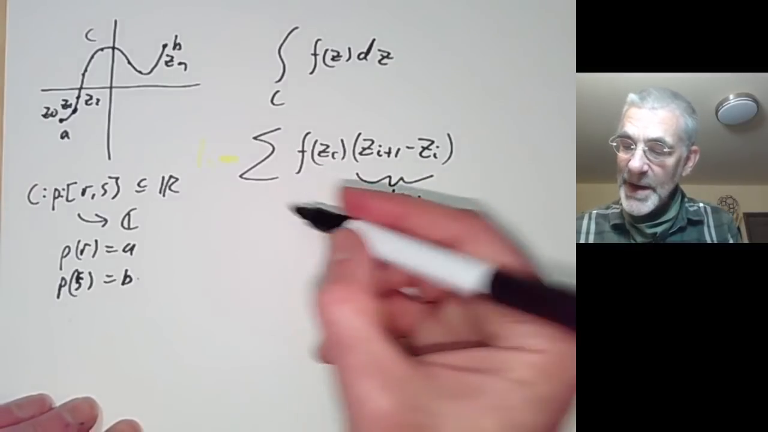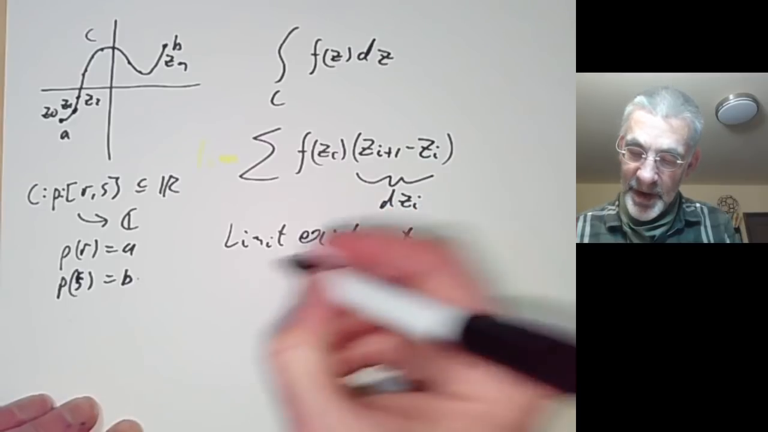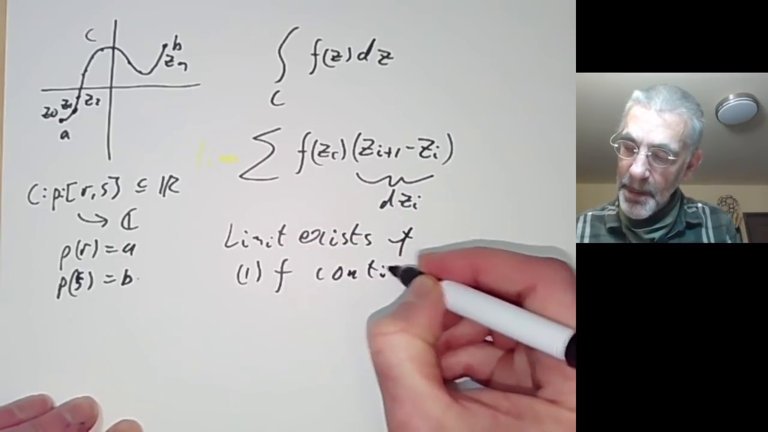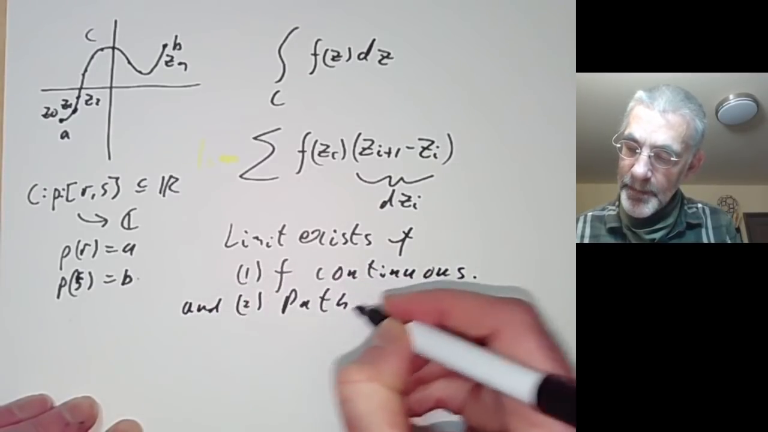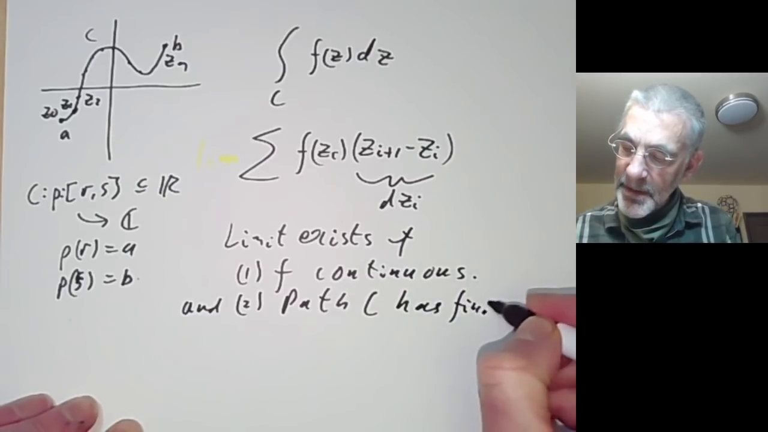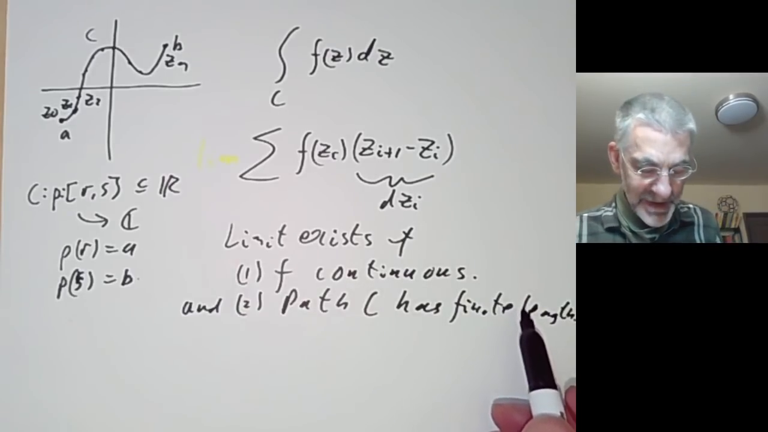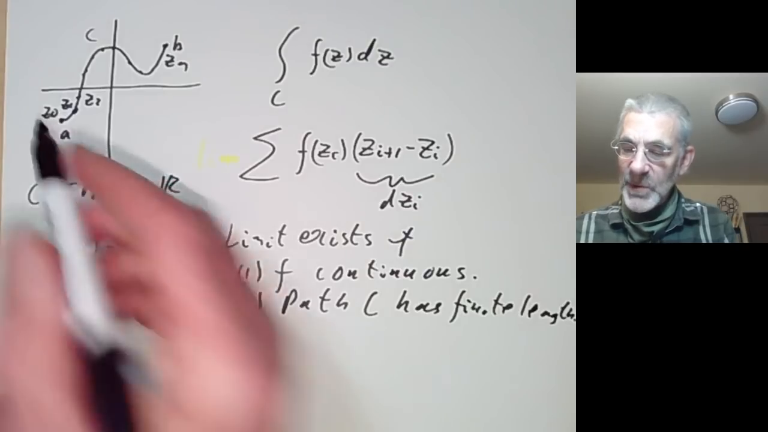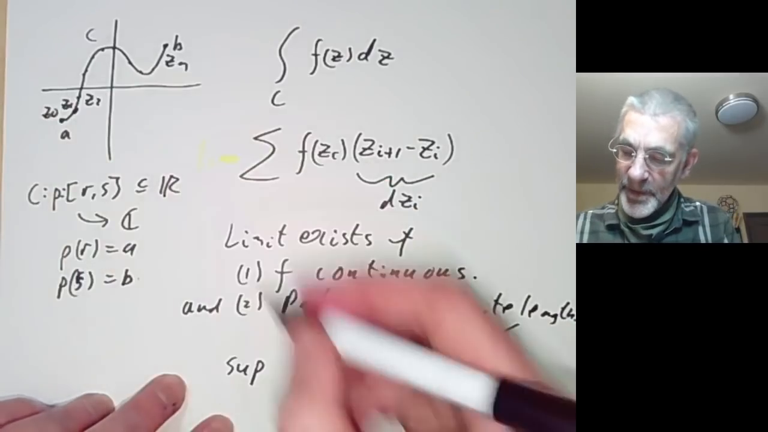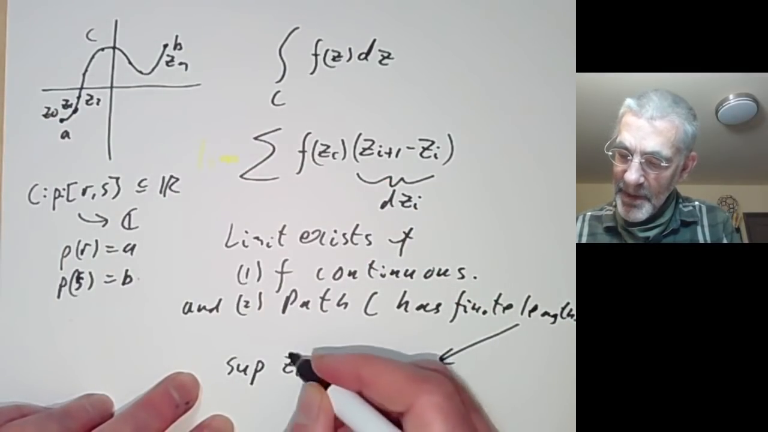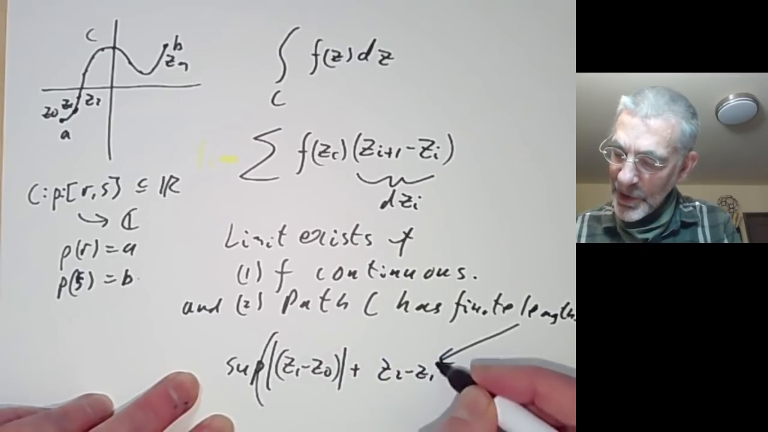Now, we can ask, when does the limit exist? Well, the limit exists if, first of all, f is continuous, and secondly, the path c has finite length. Well, I better define what the length of a path is. We just define it in the obvious way. So here the length is going to be the supremum of the absolute value of z1 minus z0, plus the absolute value of z2 minus z1, and so on.